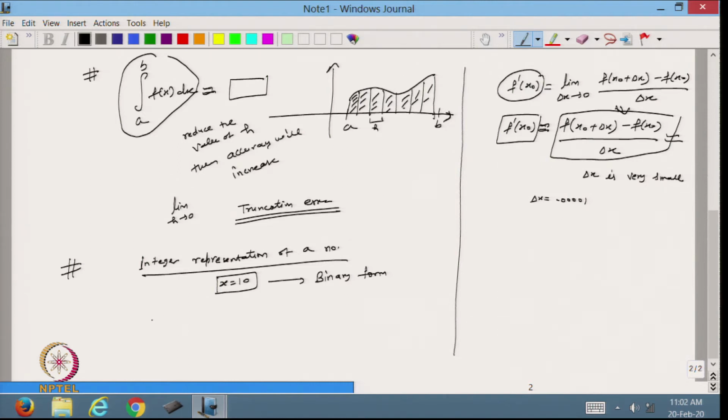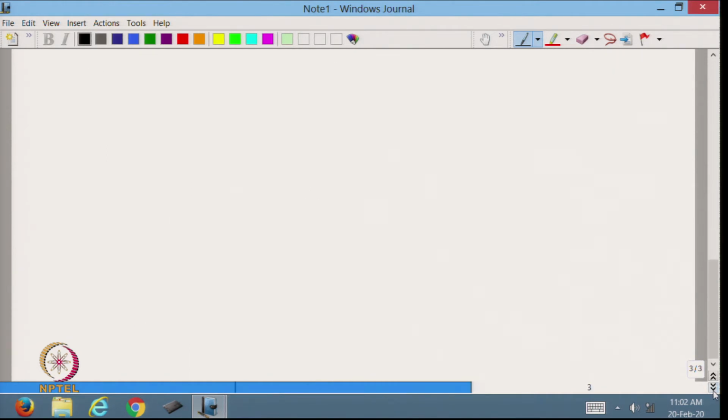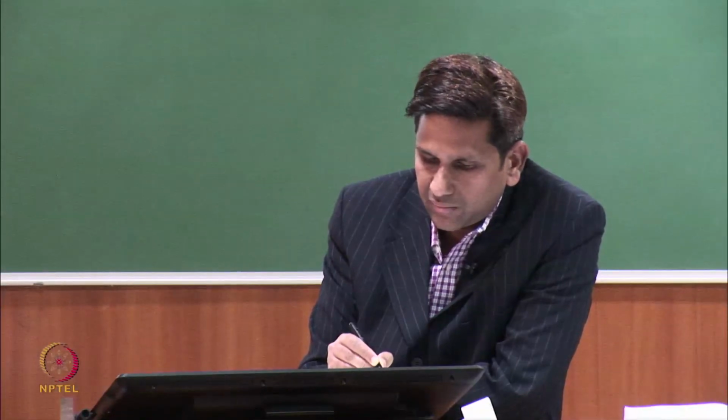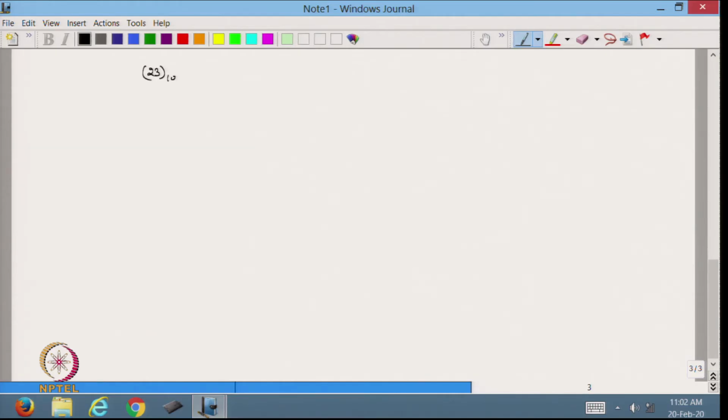So, suppose I have the number x is equal to 10, but before that let me just tell you how we can change a decimal number into the binary number. So, let us start with this one. Suppose I have a number 23, and this number I am having in terms of decimal.